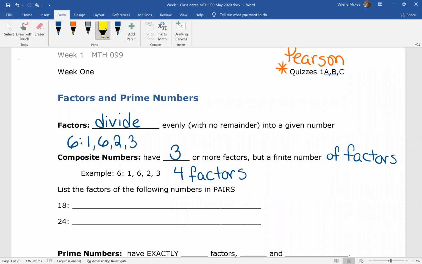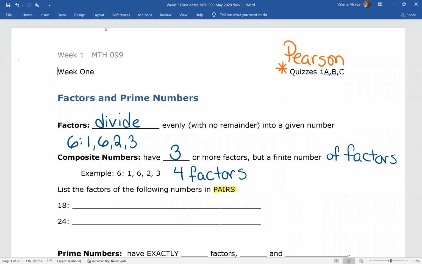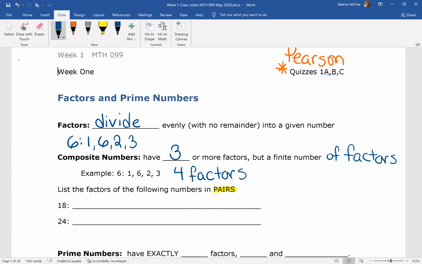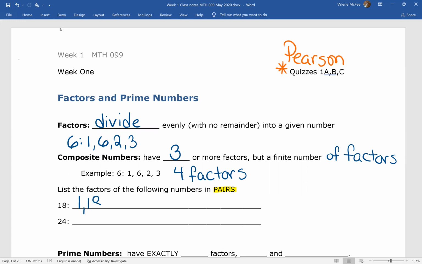Now, I always like to suggest when we're talking about listing factors that we should list them in pairs because they always come in pairs. We multiply factors to create the given number. So if we want to list the factors of 18 in pairs, we would start with 1 and 18. I would think about the next number after 1, 2. I know 2 is a factor, 2 times 9. After 2, I would think about 3. 3 times 6. After 3, I would think about 4.